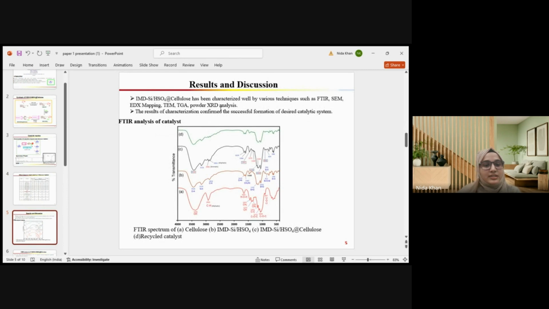Now coming to the result and discussion part. IMD-Si HSO4 has been characterized by various techniques like FTIR, SEM, EDX mapping, TEM, and XRD analysis. Here we see the FTIR: A is for cellulose, B is for our ionic liquid IMD-Si HSO4, C is for our catalyst, and D is for our recovered recycled catalyst. The result of characterization confirmed the successful formation of the desired catalytic system.